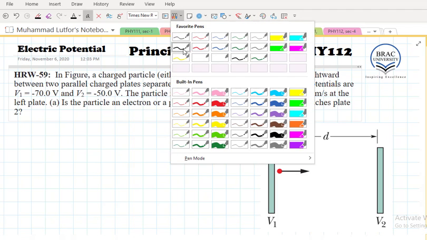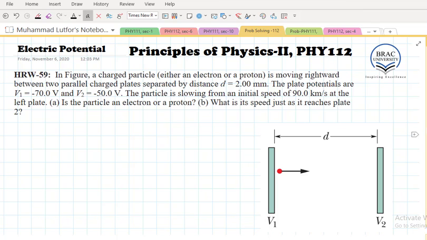This is problem number 59 from chapter 24 of Halliday Resnick Walker. In this problem, a charged particle, either an electron or a proton, is moving rightward between two parallel charged plates separated by a distance d, where d is 2 millimeter. The potentials are V1 equal to minus 70 volt and V2 equal to minus 50 volt, and the particle is slowing from its initial speed of 90 km per second at the left plate towards the other.